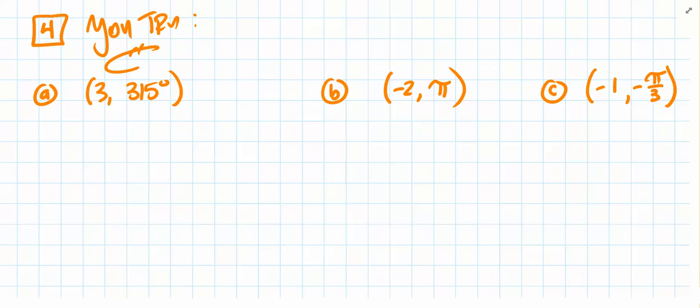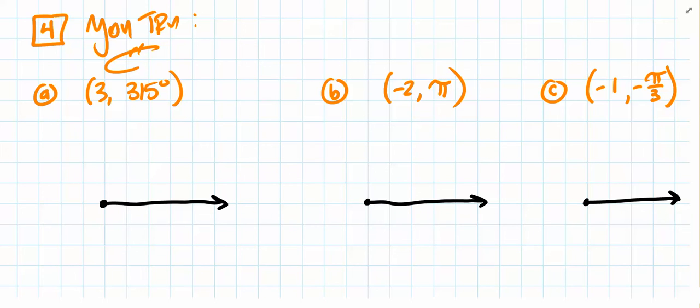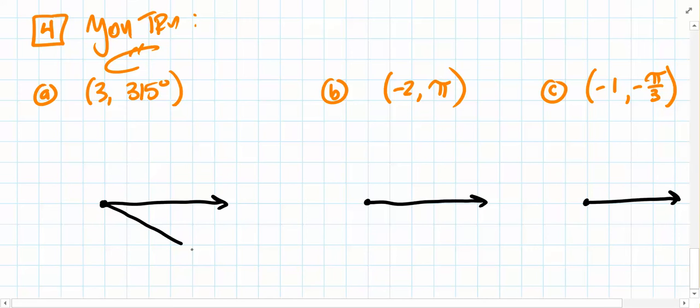Okay, Tess, what'd you get for part A? So 315 degrees is like something like this, right, all the way around? Yeah. So there's a theta equal to 315 degrees. Then what? And then I counted down. 1, 2, 3. Yep, so I'm going to go 3 units away. So the point would be right about there, and that's how you graph it. Everybody agree with that part? Okay, good.